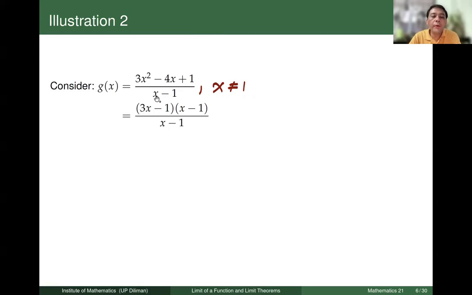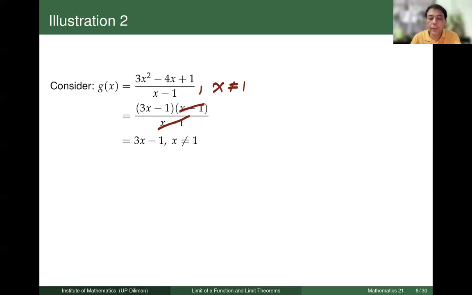But when we factor the numerator, this is what we get. And from here, we can see that we can cancel the x minus 1, provided that x is not equal to 1. Okay? And this is just the same function that we had earlier.